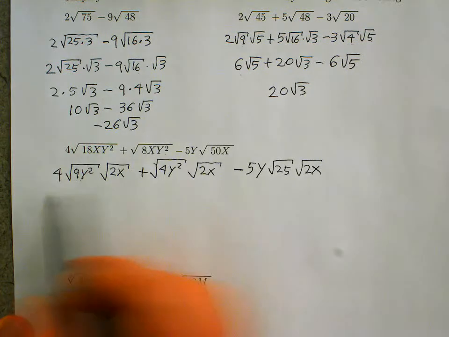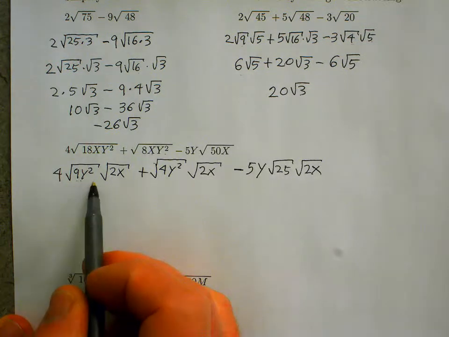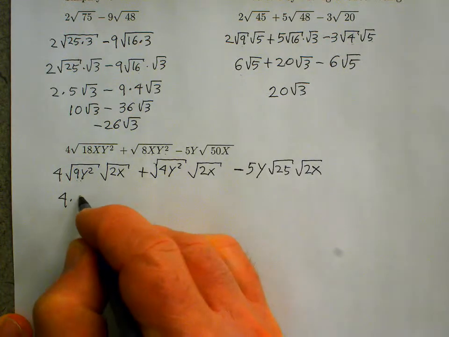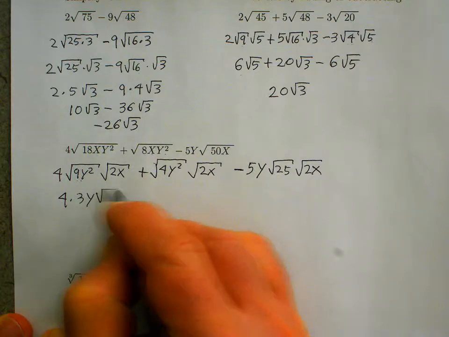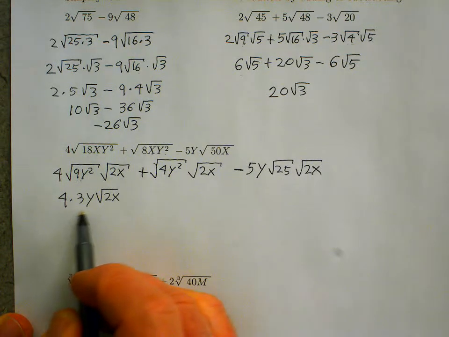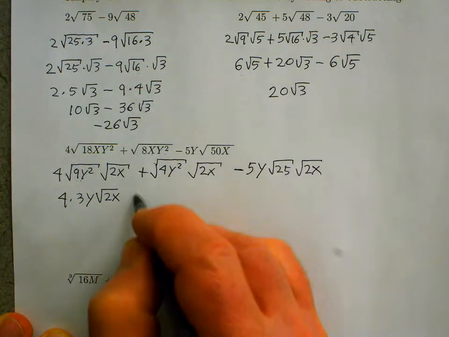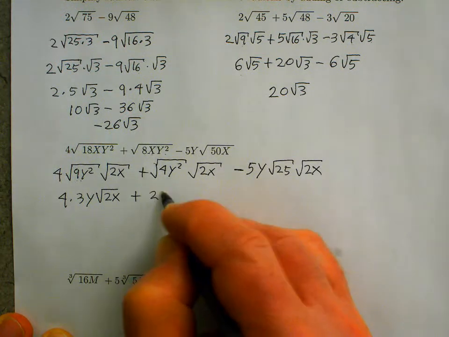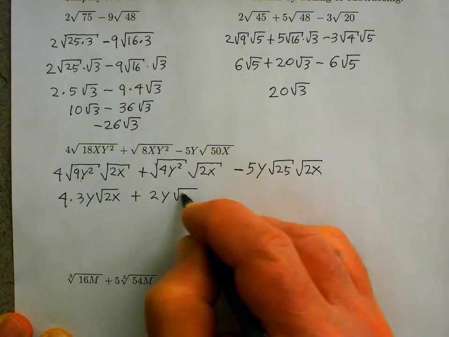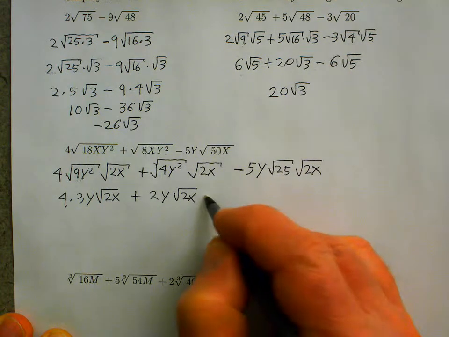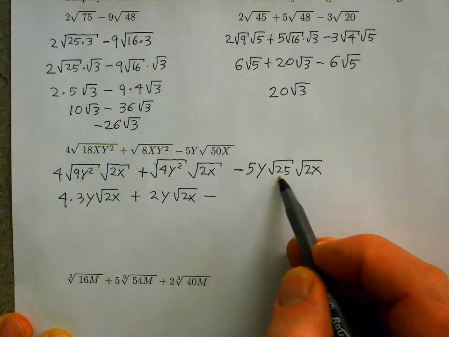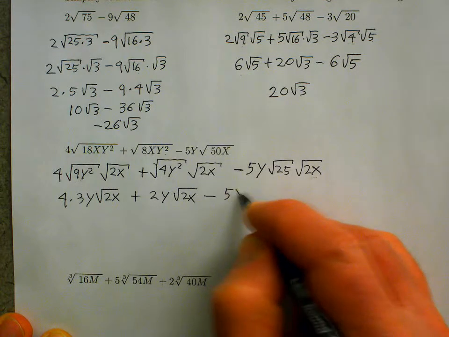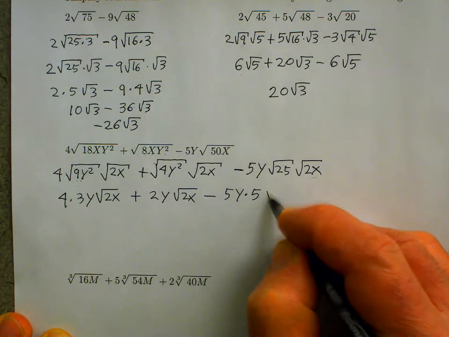Okay, so in the next step, 4 times the square root of 9y to the second. The square root of 9y to the second is 3y. So now we have 4 times 3y times the square root of 2x. And the next term, the square root of 4y to the second is 2y. So we have plus 2y times the square root of 2x. And then minus 5y times the square root of 25 times the square root of 2x becomes minus 5y times 5 times the square root of 2x.